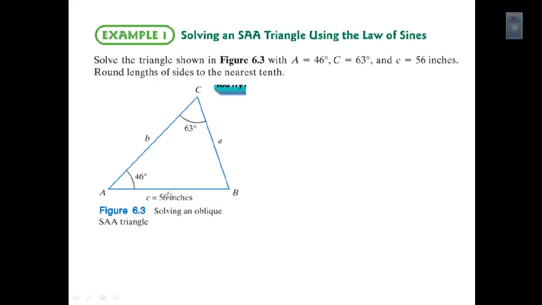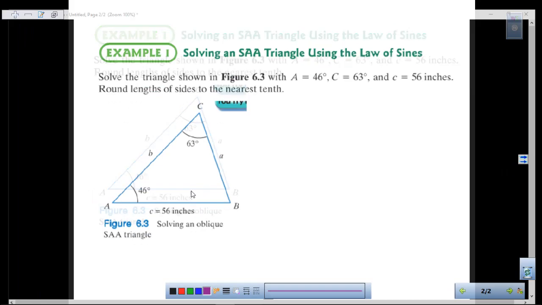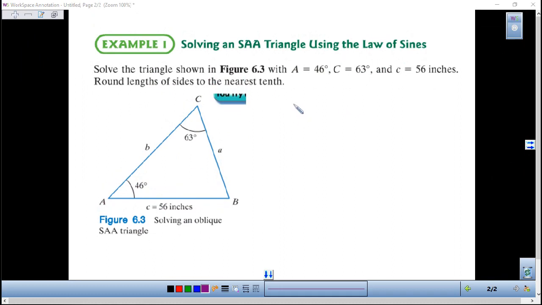Now let's solve this triangle right here with angle A being 46 degrees, angle C being 63 degrees, and side C being 56 inches. Now I'm not going to write the whole thing out. Actually, yeah, I am. I'm going to write the whole thing out first. So you've got sine of A over side A equals the sine of B over side B equals the sine of C over side C. Now, I'm not going to use the whole thing at one time.